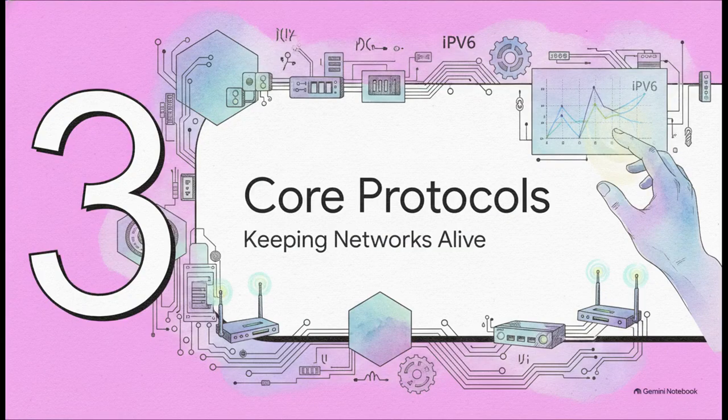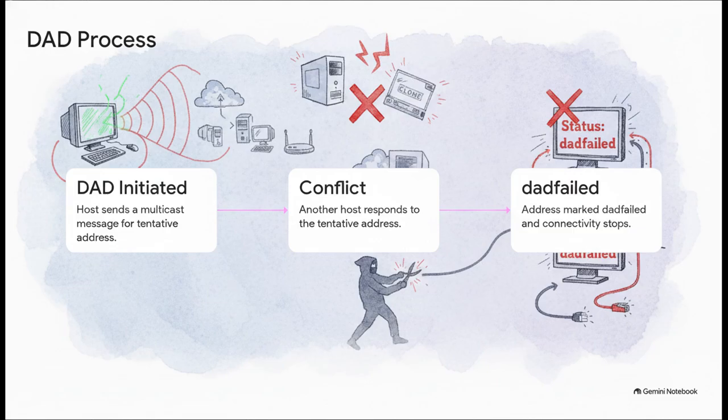All right, Section 3. Core protocol troubleshooting. In the IPv4 world, we used gratuitous ARP to stop IP conflicts. Well, in IPv6, we use DAD, duplicate address detection, and it works in a very strict 3-step sequence. First, the host starts DAD by sending out a multicast message for the address it wants to use, its tentative address. Second, if someone else replies, boom, conflict detected. Third, that address gets tagged as DAD failed and the interface immediately loses global connectivity.